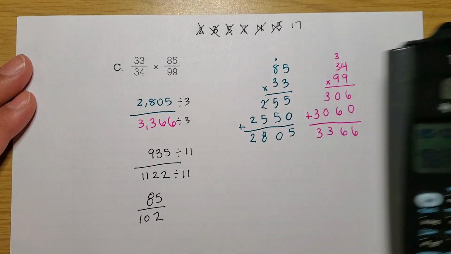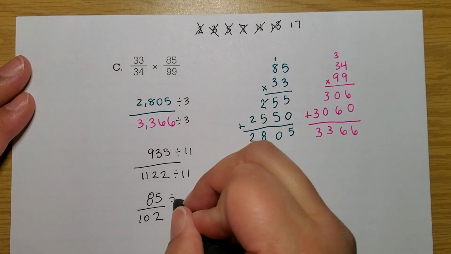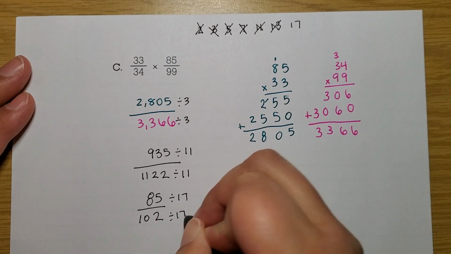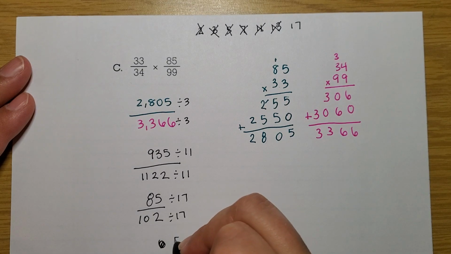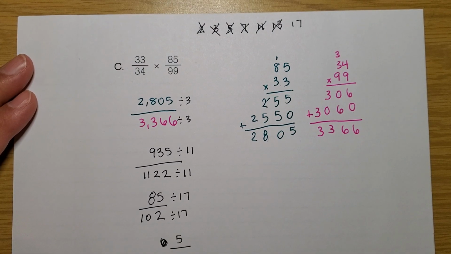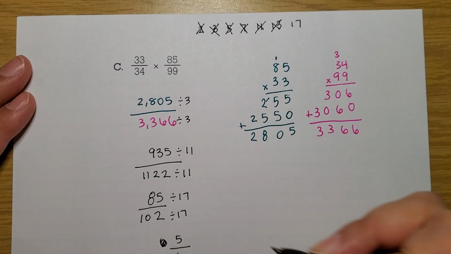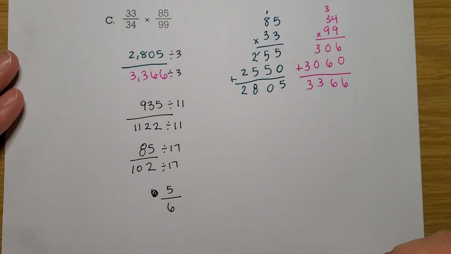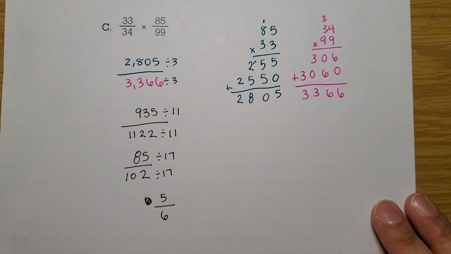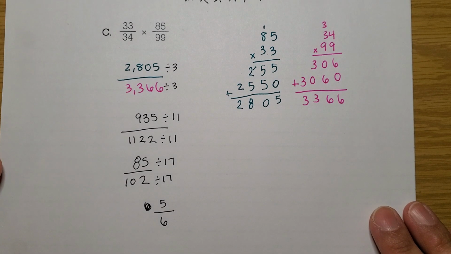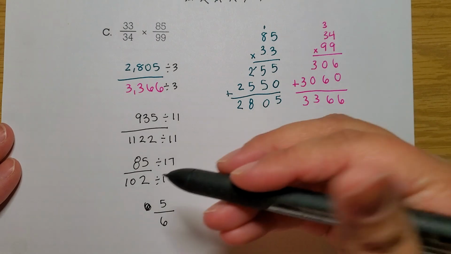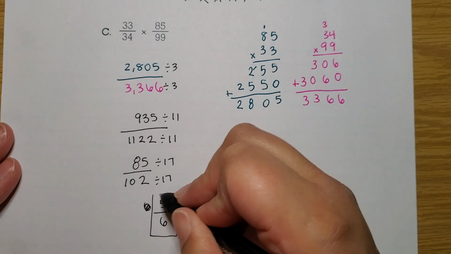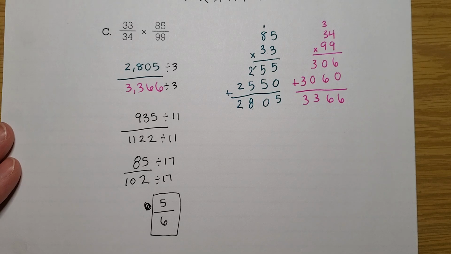So it looks like we can divide the top and bottom by 17. 85 divided by 17 was 5. And 102 divided by 17 was 6. Oh, I'm off the screen here. Okay, so it looks like that's going to be it because I know nothing goes into both 5 and 6 other than 1. So we end up getting 5 sixths as our answer.